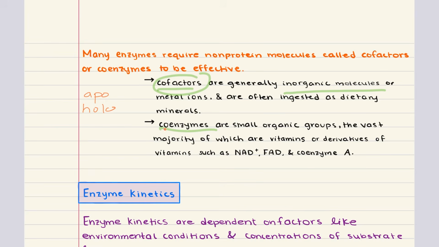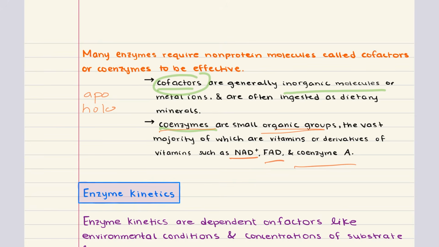Then there's coenzymes. Coenzymes, on the other hand, are small organic molecules. Most coenzymes are derived from vitamins, and some of the most common examples include NAD+, FAD, and coenzyme A. These molecules often carry functional groups or electrons from one reaction to another. So they act kind of like temporary carriers in metabolic pathways.